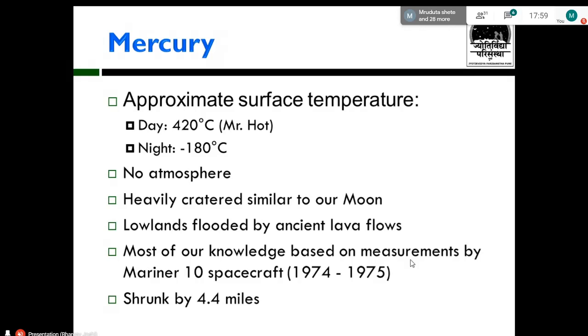And the thing is, Mercury is a terrestrial planet. Mercury also has a core, a mantle, and a crust. But the core of Mercury is so huge that it occupies 85% of its radius. Okay, that it is that huge. And because of having such a huge core, the planet has shrunk by 4.4 miles since its inception. So Mercury has actually shrunk. When it was formed in the early stages, it was much larger. Now it has shrunk by 4.4 miles because of the inner core of Mercury being so huge.